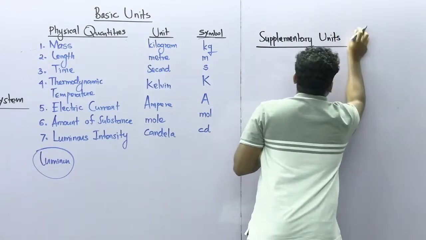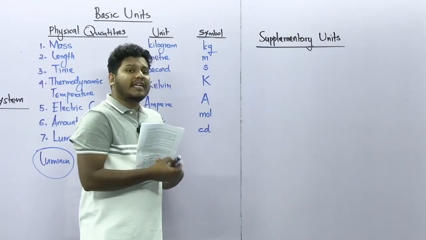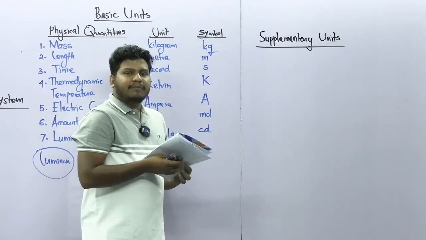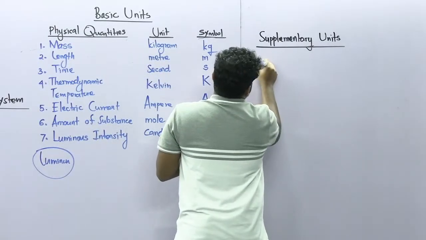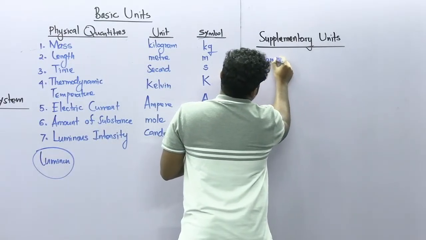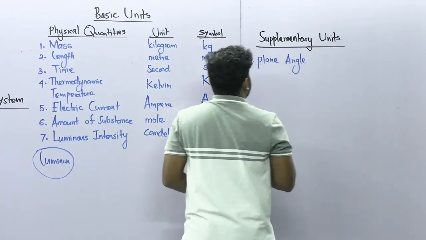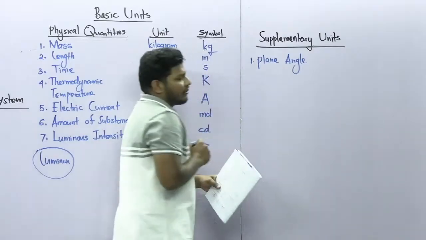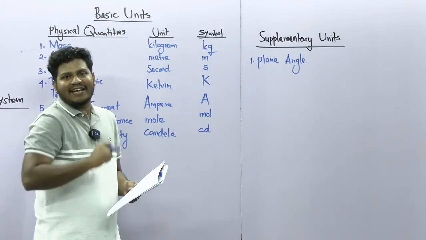Students, you should remember that there are 2 supplementary units. One is plane angle. Okay, right. The unit for the plane angle here is, guys, radian.